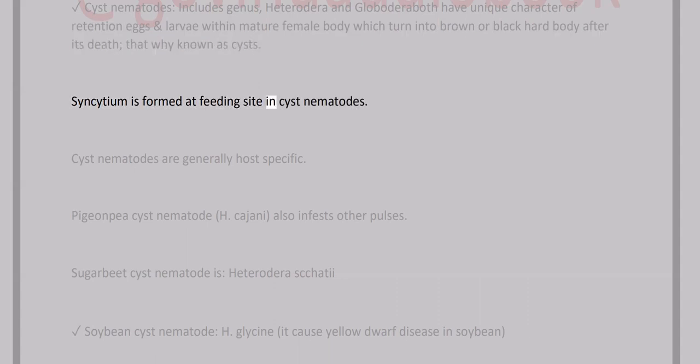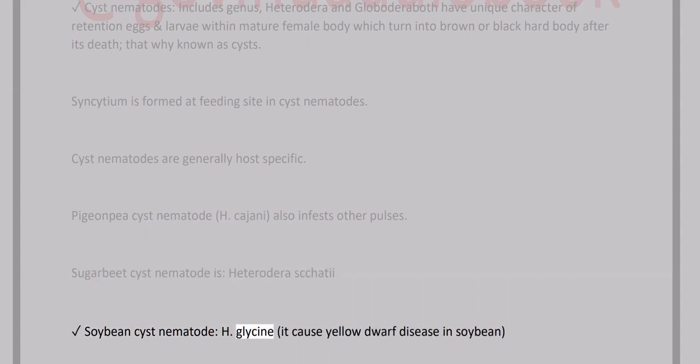Syncytium is formed at the feeding site in cyst nematodes. Cyst nematodes are generally host-specific. Pigeon pea cyst nematode, H. cajani, also infests other pulses. Sugar beet cyst nematode is Heterodera schachtii. Soybean cyst nematode, H. glycines, causes yellow dwarf disease in soybean.